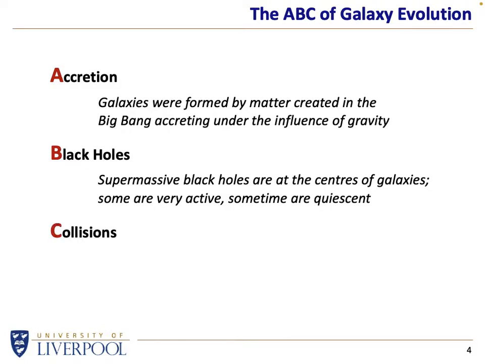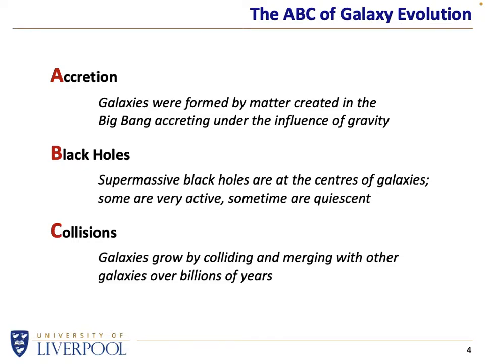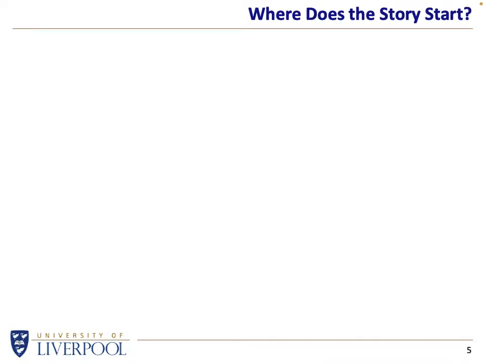And finally, the C of the ABC is collisions. One galaxy colliding with another sounds like a very dramatic event, the fact that you can get a galaxy with many billions of stars in it colliding with another galaxy. But this is how galaxies evolve. This is how they have evolved over the billions of years since they were originally created. So I'll say a little bit about how these three influence the structure of galaxies.